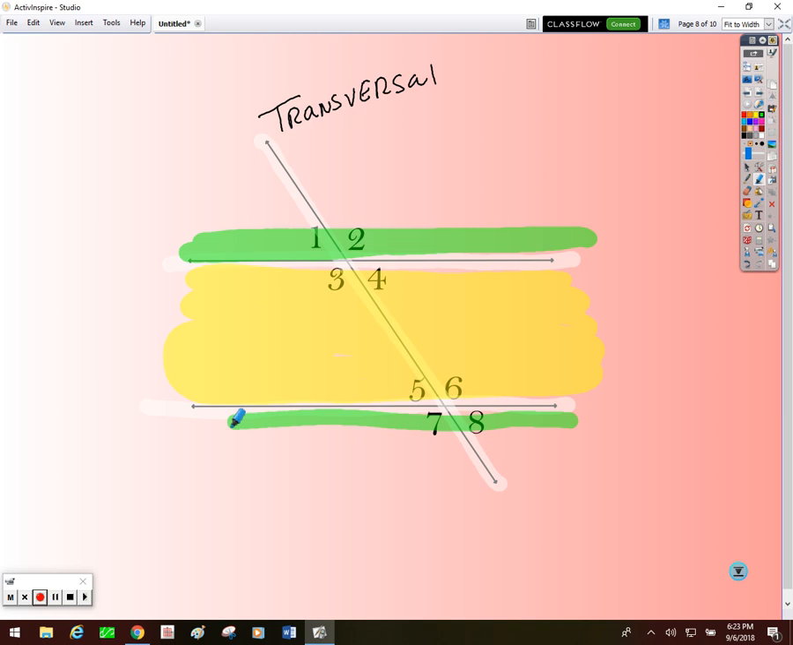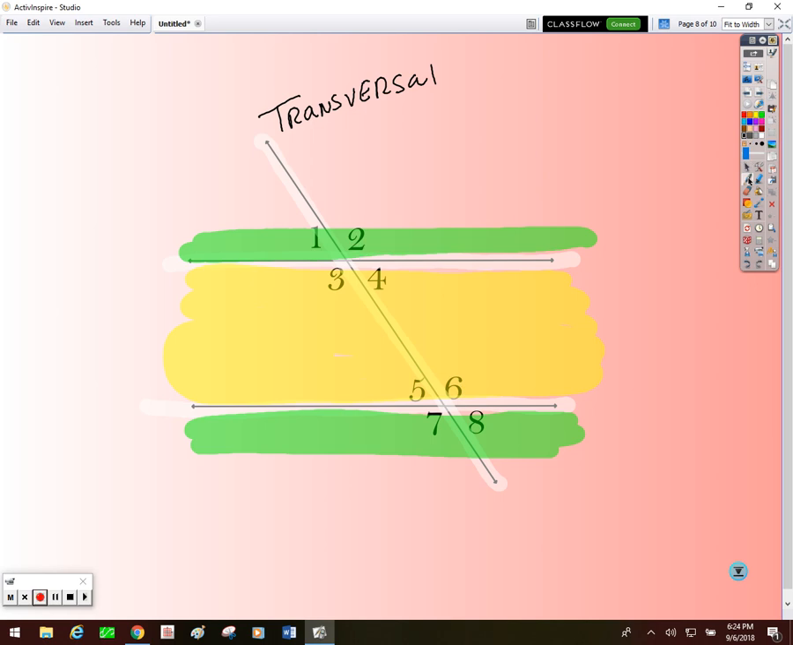So now that we've got everything isolated, I've got 8 angles, but I've isolated 4 on the inside and 4 on the outside. 3, 4, 5, and 6 are on the inside. 1, 2, 7, and 8 are on the outside.